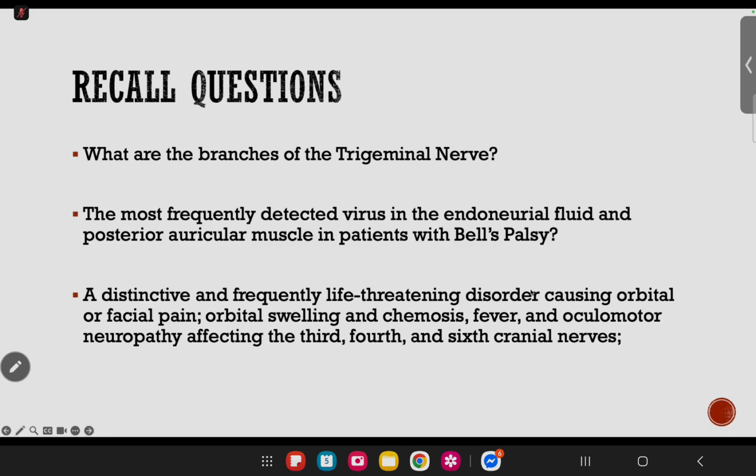How about the second question? What is the most frequently detected virus in the endoneurial fluid and the posterior auricular muscles in patients with Bell's palsy? Doc, is it HSV-1? HSV-1, or herpes simplex virus type 1, which is why we also give antiviral therapy to patients, even though they don't have any symptoms of these viruses.